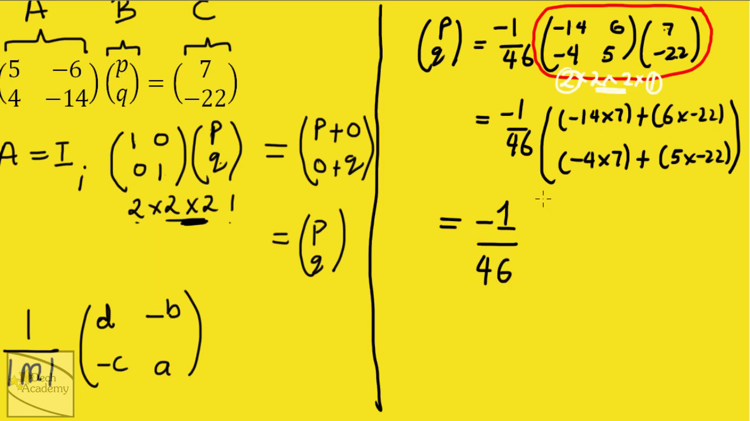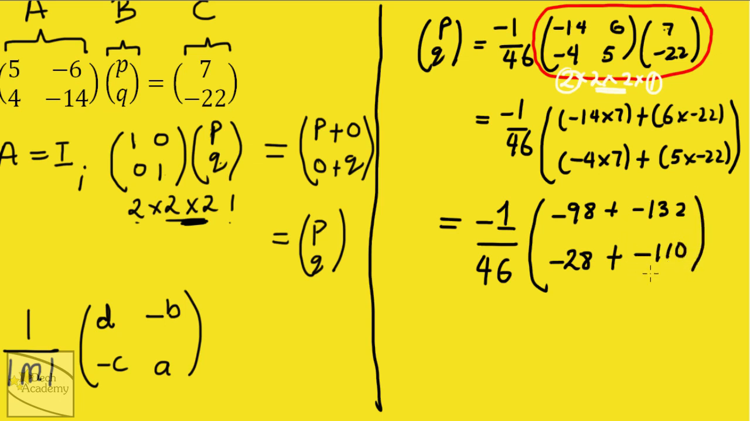So minus 1 over 46, and that's equal to, well, let's see, minus 14 times 7 is minus 98, plus 6 times minus 22 is minus 132, minus 4 times 7 is minus 28, plus 5 times minus 22 is minus 110. So this is equal to minus 1 over 46, minus 98 plus minus 132 is minus 230, minus 28 plus minus 110 is equal to minus 138.